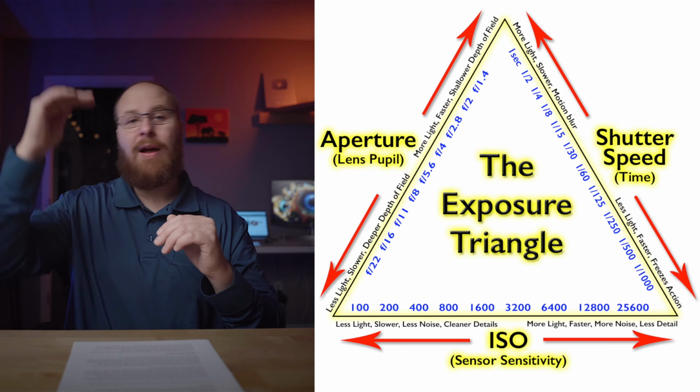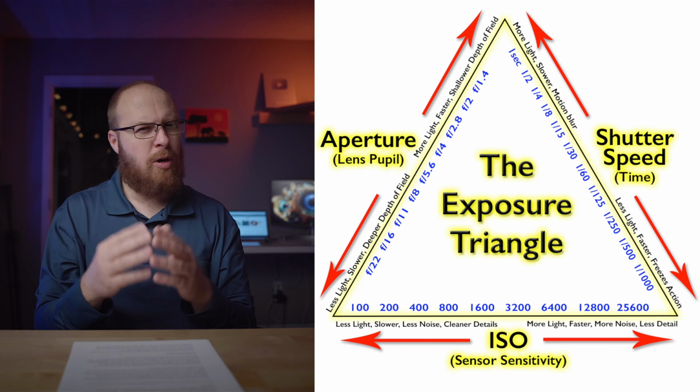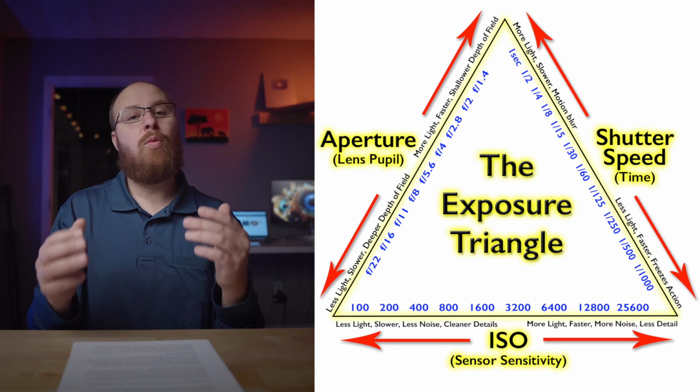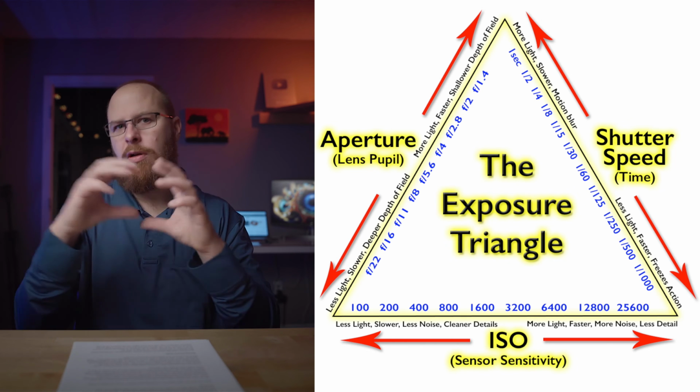So the higher you have the ISO, the more gain that is applied to the sensor, so you're going to get a little bit more digital noise. However, it will allow you to capture light faster, similar to how the aperture works, the larger aperture.